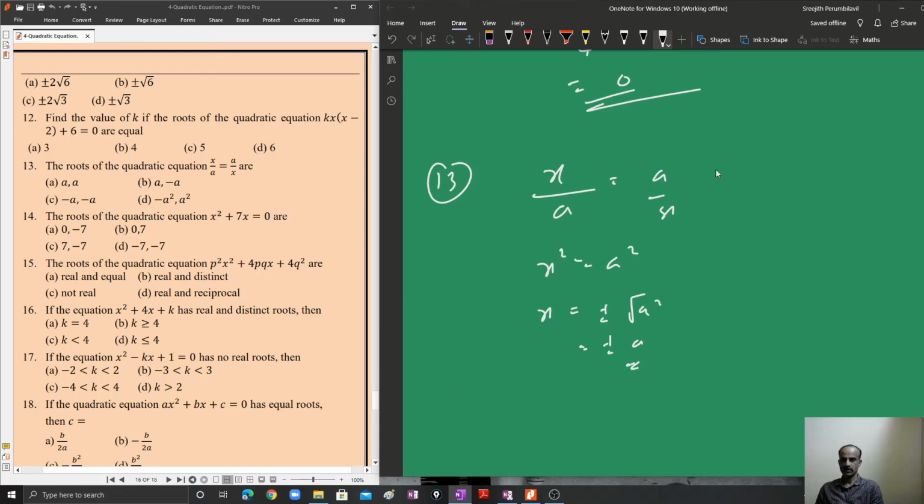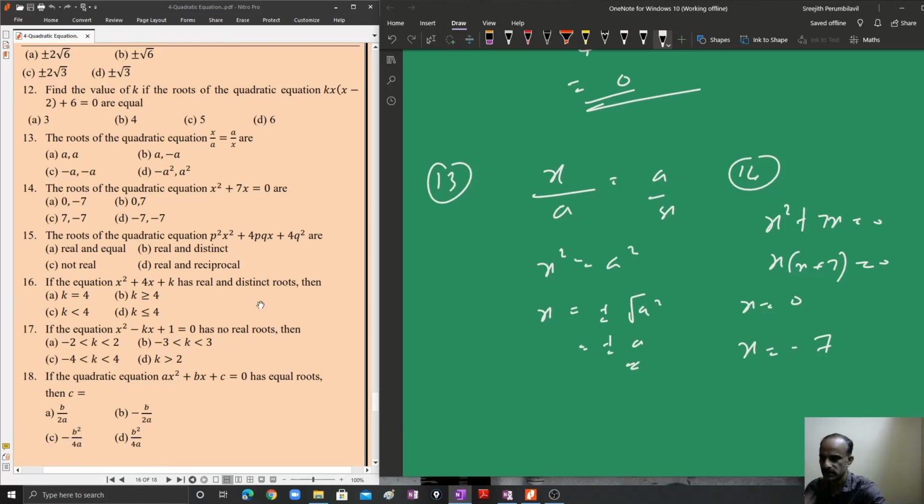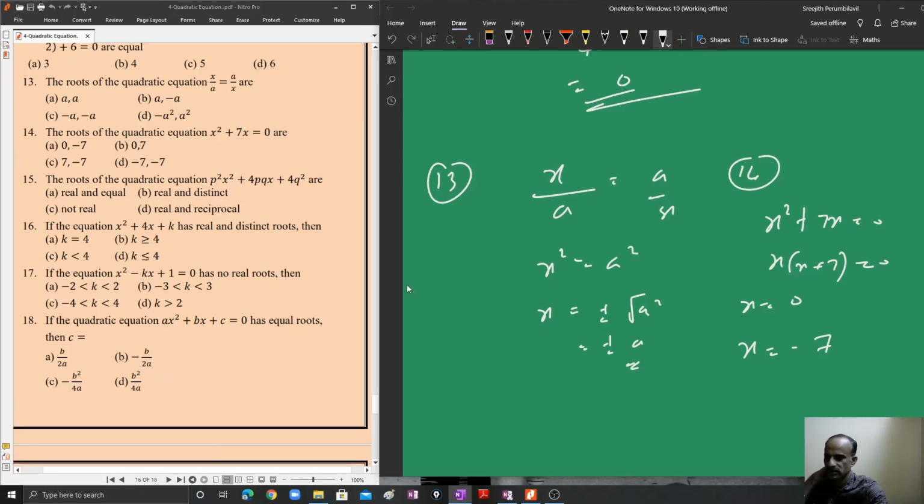Question number 14. You know that, it's all simple. 14th question. X square plus 7x is equal to 0. X into x plus 7 is equal to 0. X is equal to 0 or x is equal to minus 7. These are all simple. Question number 16. What does 16 say? The roots are real and equal.